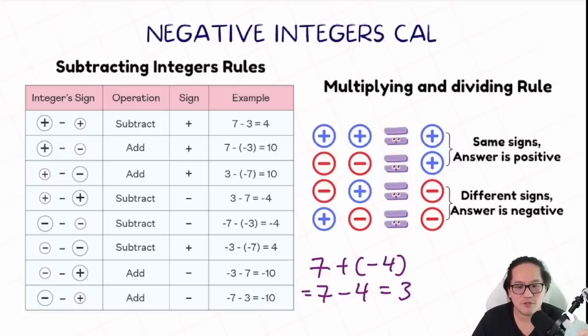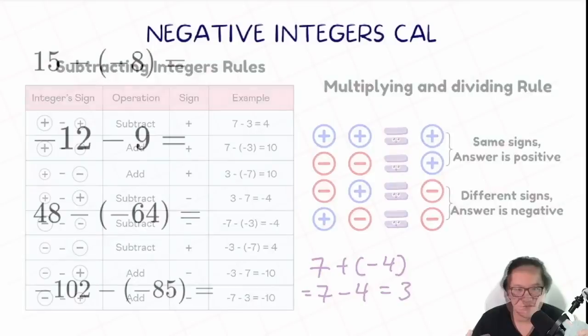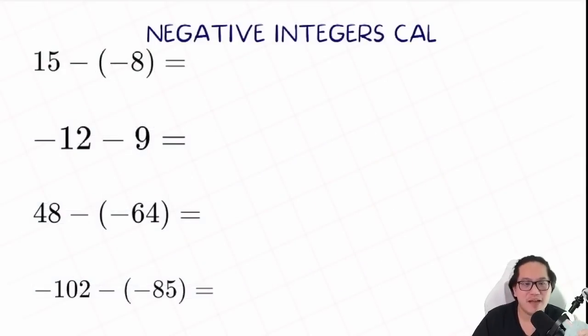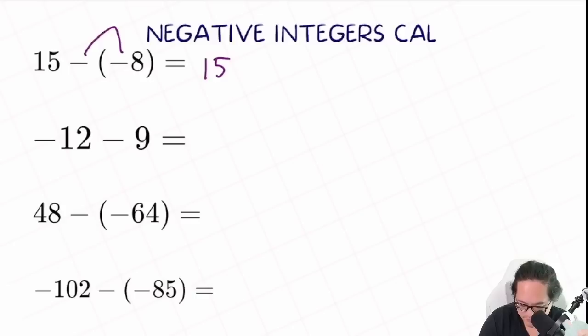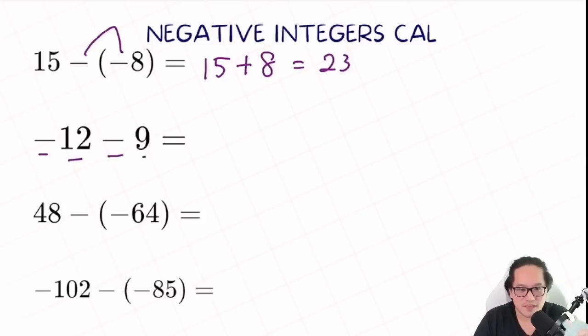So let's practice some questions to reinforce this knowledge. The first question we have, 15 minus minus 8. What does that mean, right? It means just 15, since we got two minuses packed together, so we're equal to plus 8. It's just 15 plus 8 equal to 23. Next one, we got minus 12 minus 9. So we know that we already have minus 12. Now it's minus 9. What is that answer equal to? It's just equal to minus 12 plus 9 equal to 21. That would be our final answer.